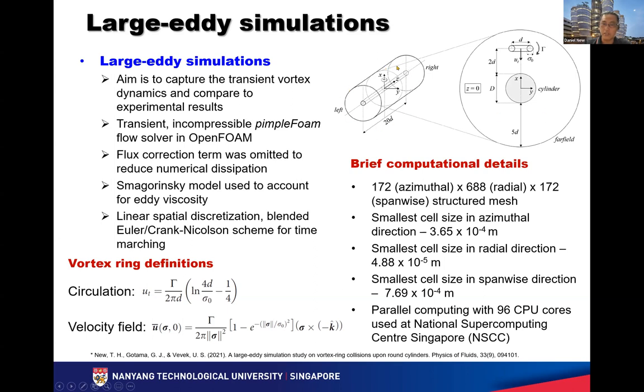So we made use of the same equations and came up with the computational domain as shown here. We have a cylindrical computational domain, and the cylinder is located concentric within it. Over here shows the information of our mesh. As you can see from the smaller cells that we're able to achieve from the meshing, note that it's a structured mesh. The cell sizes are sufficiently small to capture the small-scale flow structures. The large eddy simulations were conducted using parallel computing at the National Supercomputing Center, Singapore.